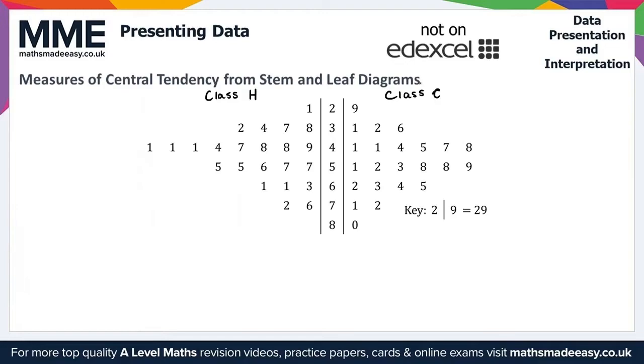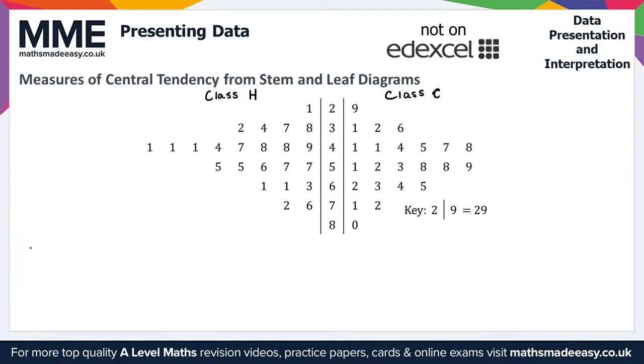What we want to do now is check the mean for each class. So here, using both classes, to check the mean, all we would simply do is tally the scores here from Class C. So that's going to be 29 plus 31 plus 32 plus 36 all the way up to plus 80, and we divide that by the total number of scores here, which in that case is 23.